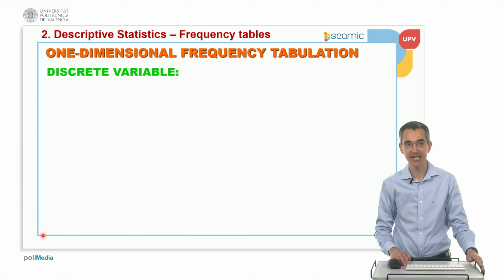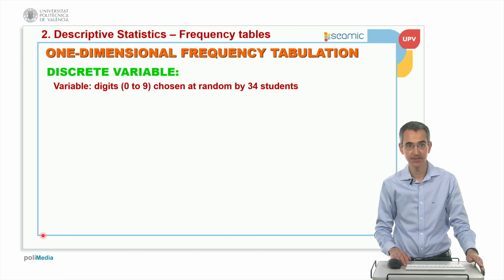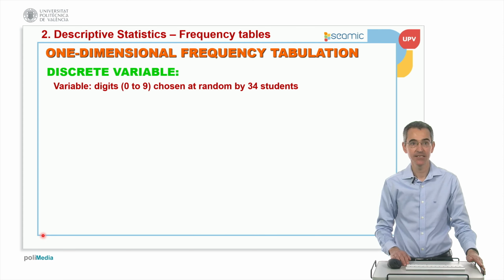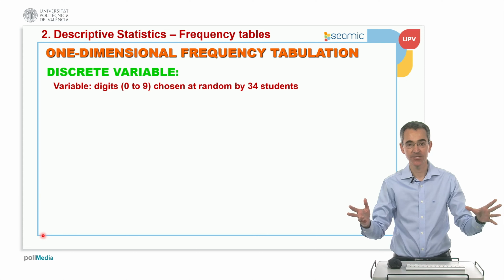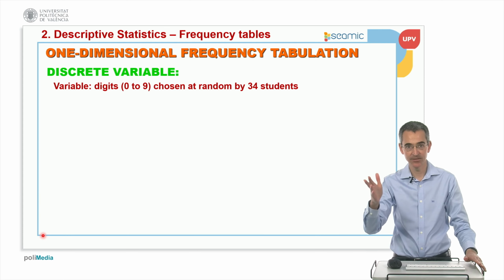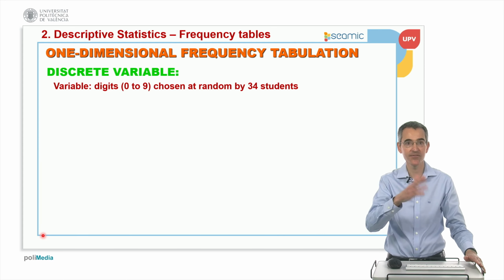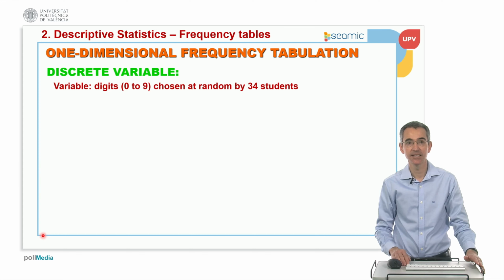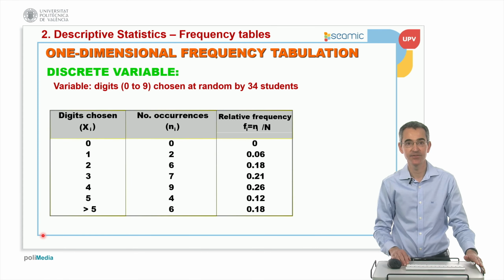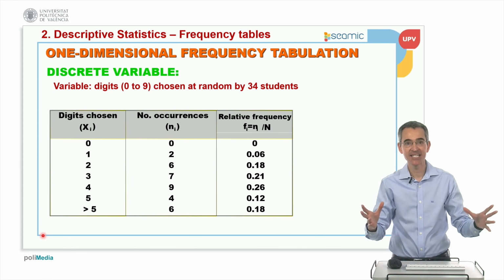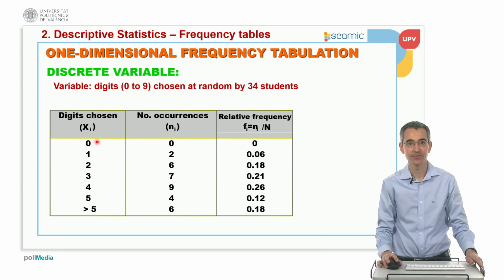This is used for the case of discrete variables. For example, imagine that I ask a group of 34 students to think a digit at random, a digit from 0 and 9. Okay, so every student has to think a digit, and then the information can be summarized in this table.